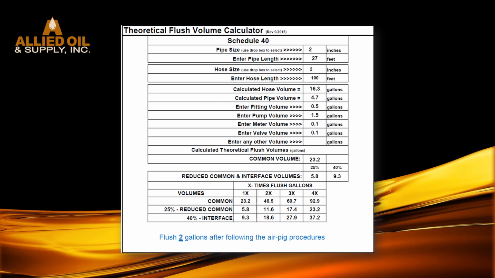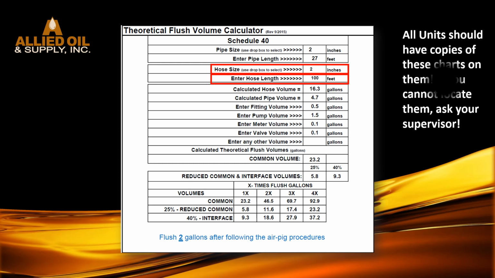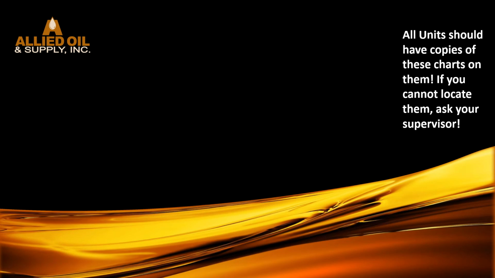The theoretical flush volume calculator is used to determine the amount of flush you need to clear your line based on the size and length of your hose. This calculator is completely customizable to match the equipment you are working with. Every truck should have a copy of this, so if you're not in a familiar truck, you know what the flushing measurements are. This chart will provide you with the reduced common volume, and with the help of the flush chart, will ensure that you are flushing correctly without wasting product.